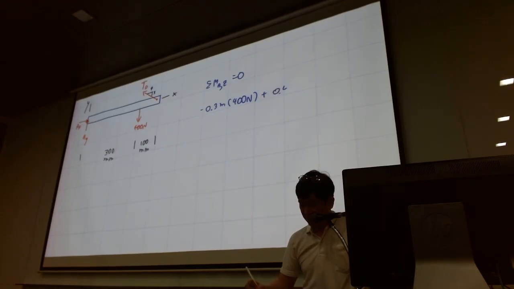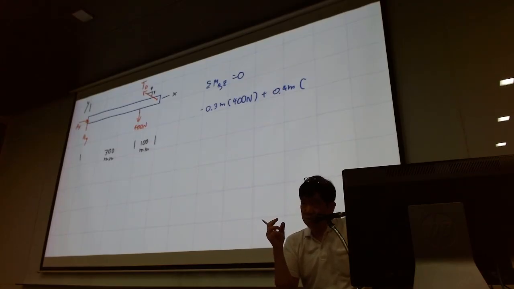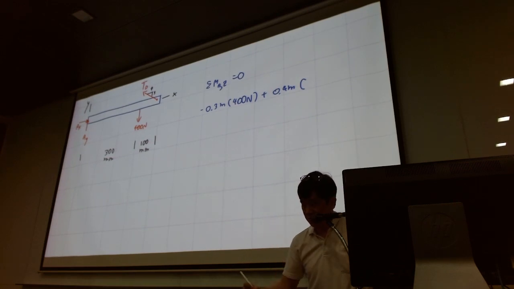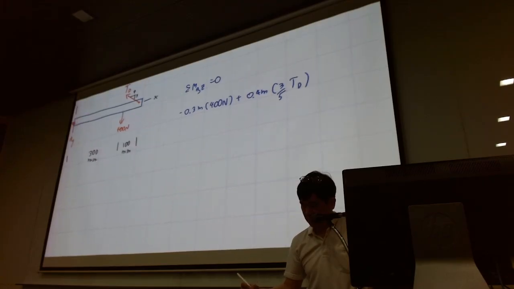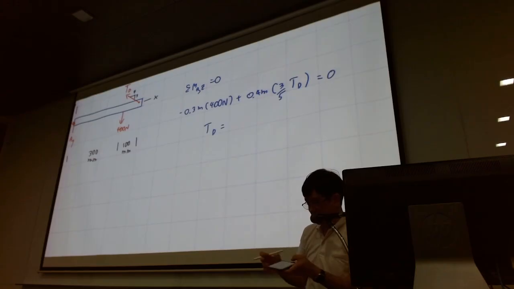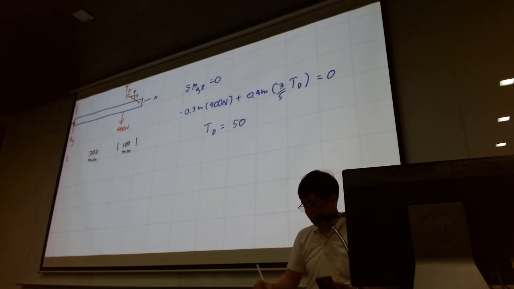So this is going to be 0.4 meter, and then you still remember unit vector, right? This is going to be 3/5 TD, and that's going to be equal to 0. So TD is going to be equal to what? 120 divided by 0.4, divided by 0.6. This is 500 Newton.